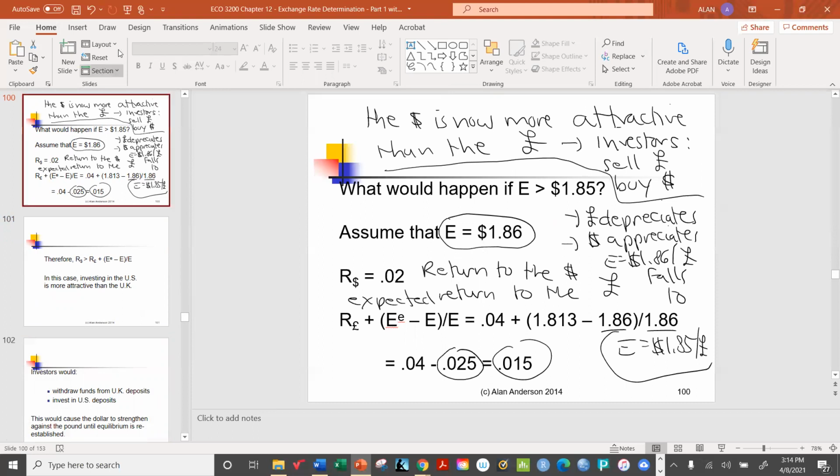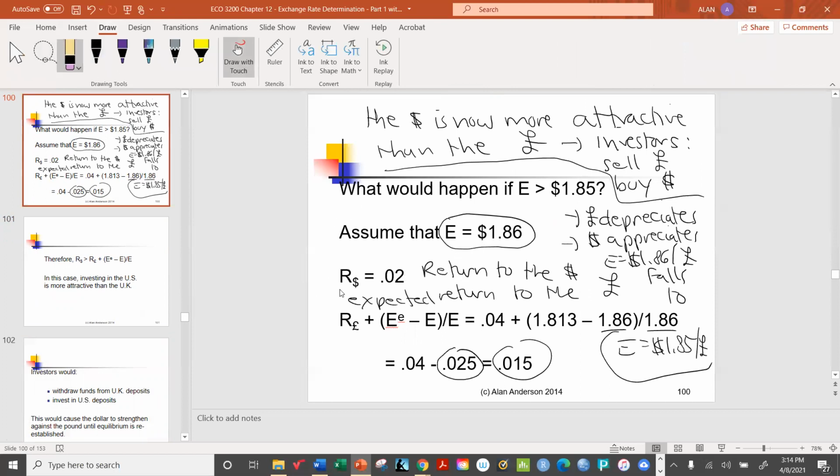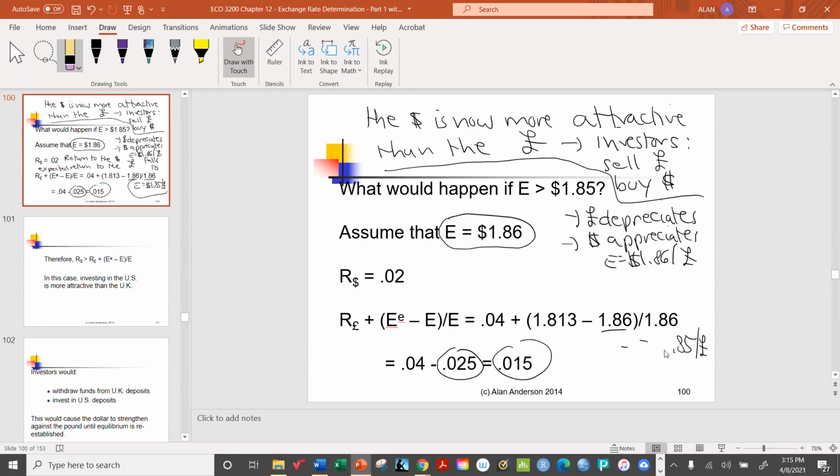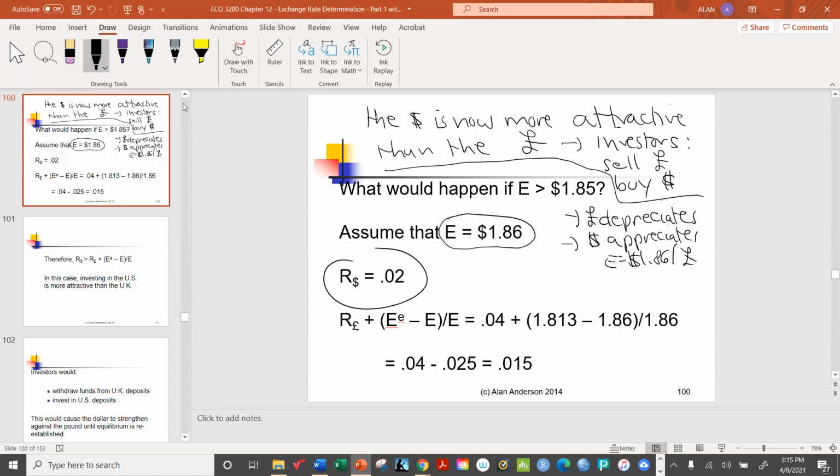What we're going to do here is take our equation. Now, of course, the US return hasn't changed. It's the expected return to the British pound that's going to be different. So in other words, if you look at this equation, you'll see that the left-hand side hasn't changed. But if you look at the right-hand side, if you plug in those numbers, and by the way, this is the new value of E, it's too high. What does that imply about the return to the pound? If you look at these numbers, you'll see all of a sudden, we're only getting 1.5% in British pounds when we can get two percent from the US dollar.